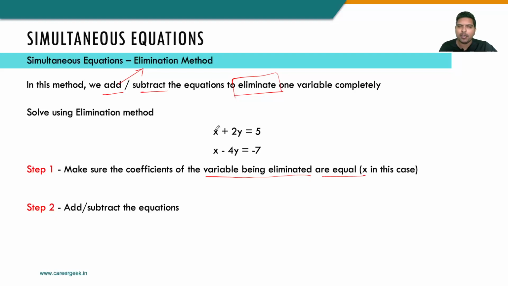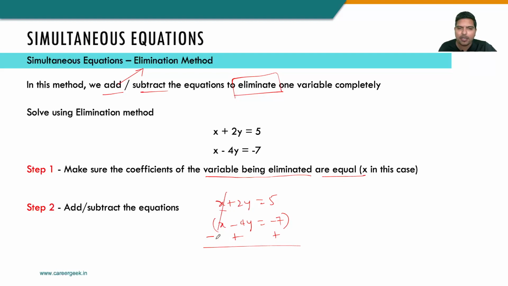So let's say in this we have x coefficients the same, 1 and 1. Once we have this clear, what we do is find out whether you need to add them or subtract them. Because the coefficients are the same, I need to subtract them, right? When I subtract, you need to change all the signs of the second equation. Okay, so plus x becomes minus x, minus 4y becomes plus 4y, and negative 7 will become positive 7.